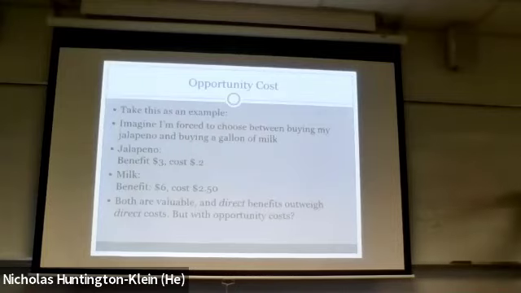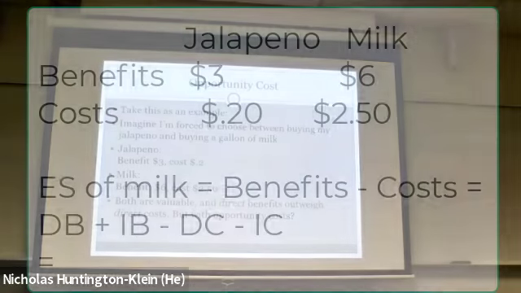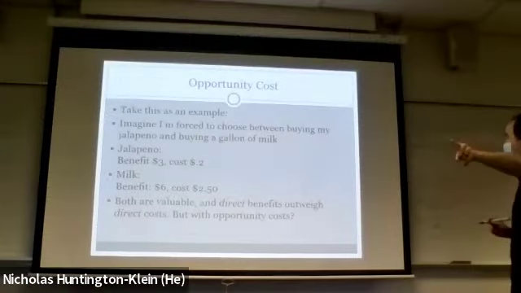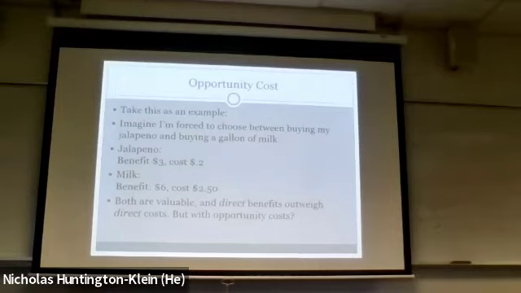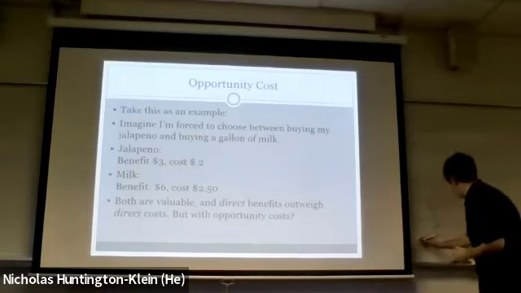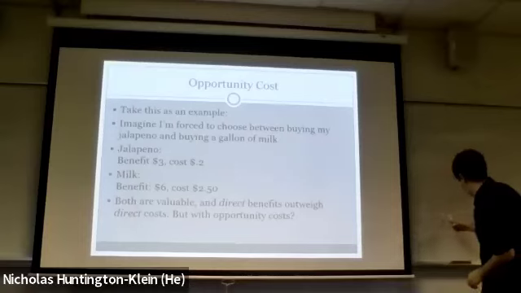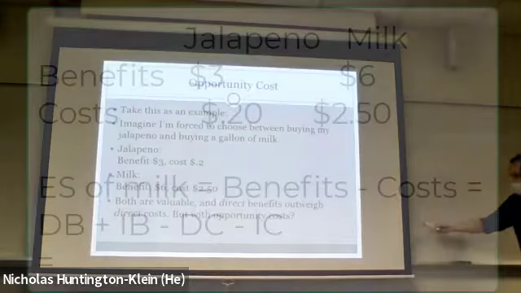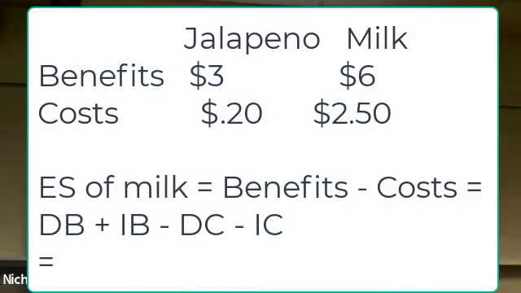This time, we're going to calculate the economic surplus of the milk. Before we do it, can anybody guess what the answer is going to be? $3.50. That's a guess. All right, what else? Any other guesses? Yeah? 70 cents. 70 cents exactly. Let's calculate it out. So, we got the direct benefit, the indirect benefit, direct cost, the indirect cost, except this time we're looking at the milk, right? So, what's the direct benefit of the milk?